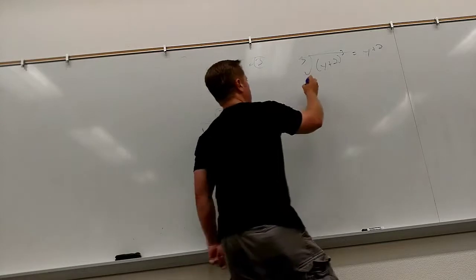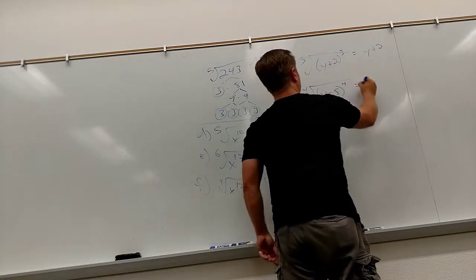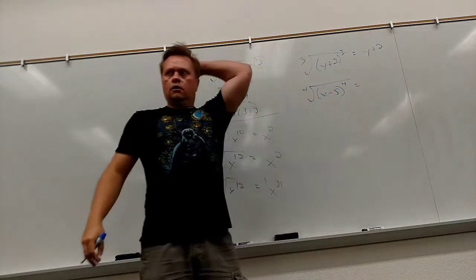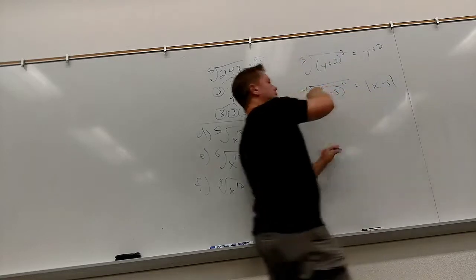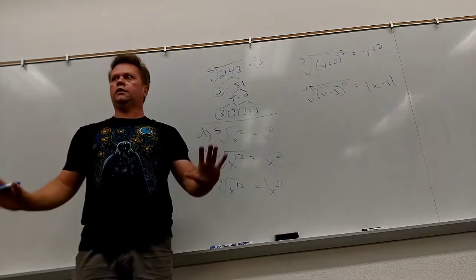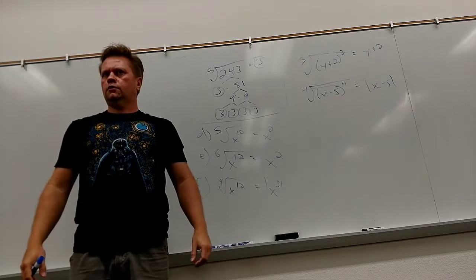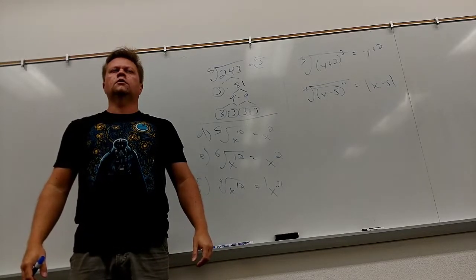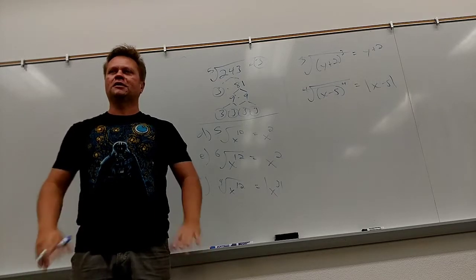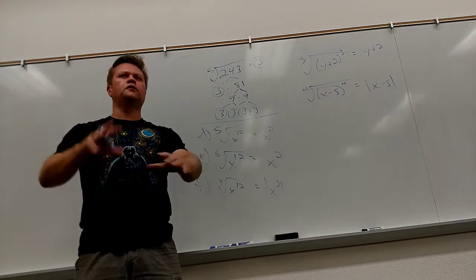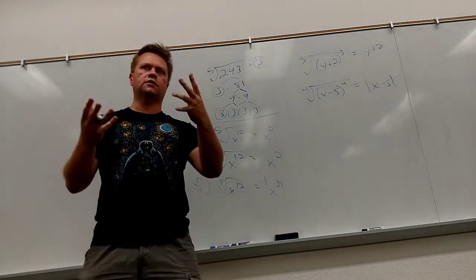Now, if I had the fourth root of x minus 5 to the fourth power, that's the absolute value of x minus 5 because it's an even root. I have to be careful in case x makes that thing negative. So hopefully you realize, with even roots, you've got to be careful. Odd roots, not so much. That's basically the takeaway from that.